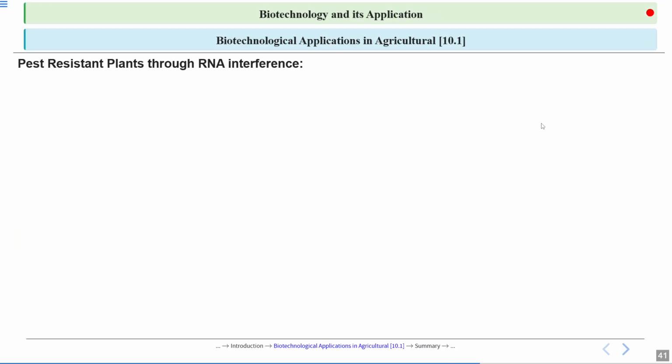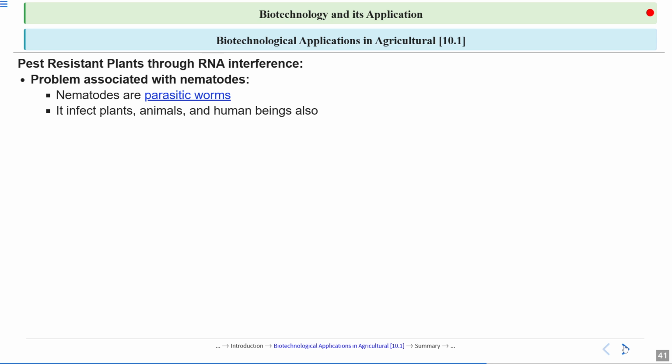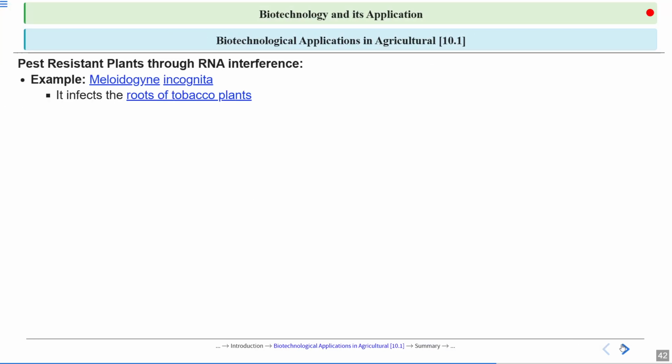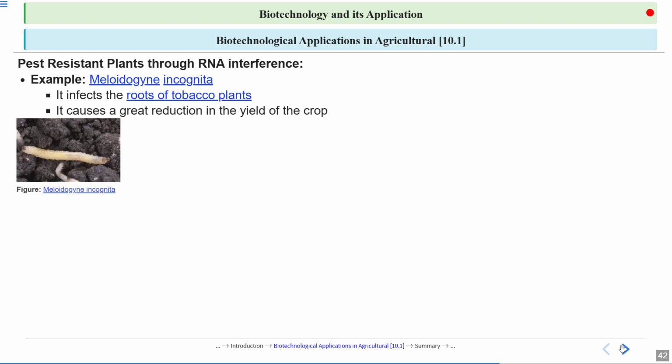Okay, so the next method by which we can make our plant resistant to pests is through RNA interference. The problem associated with nematodes: nematodes are parasitic worms. They infect plants, animals, and even human beings. This is a picture of one of the worms, Meloidogyne incognita. What does it do? It infects plants. It infects the roots of tobacco plants. It causes a great reduction in the yield of the crops.